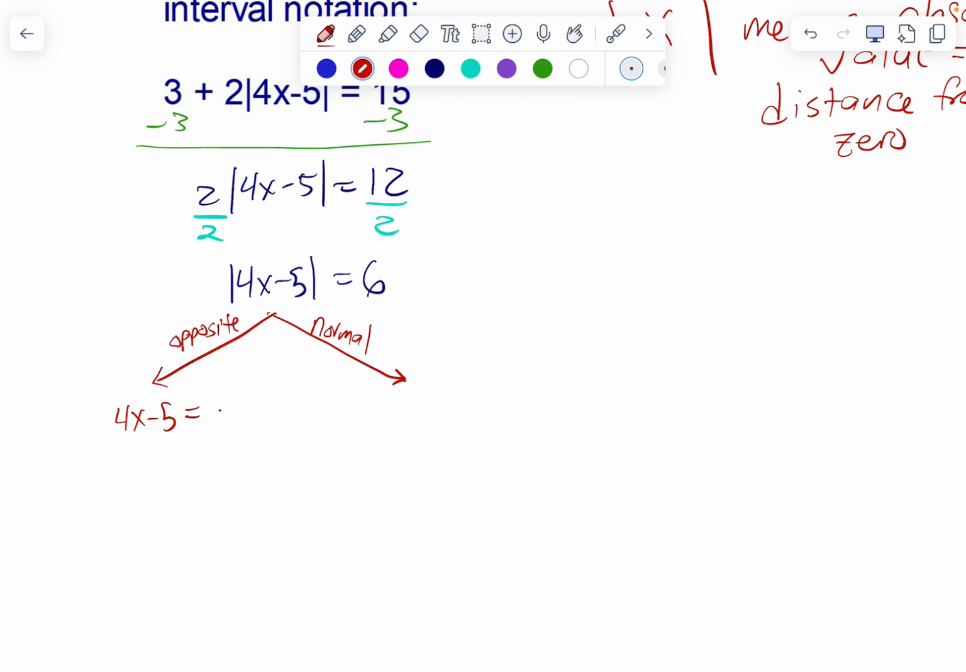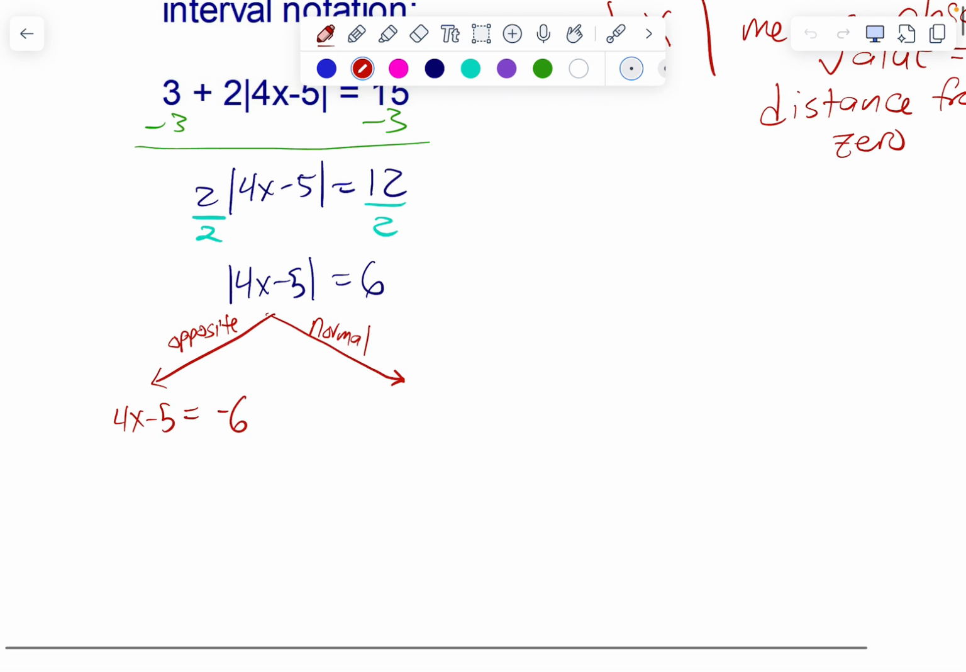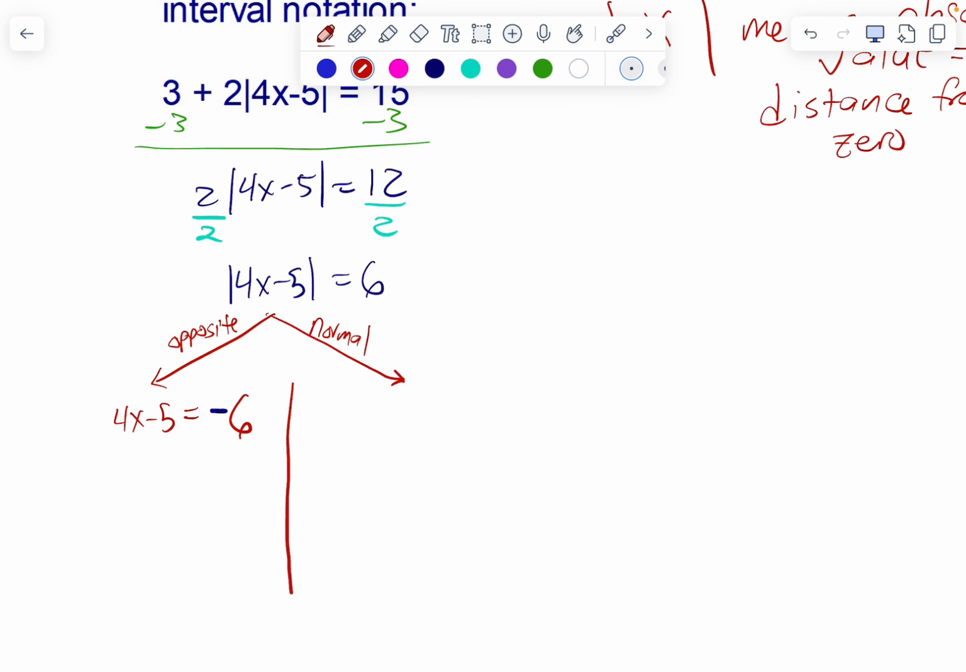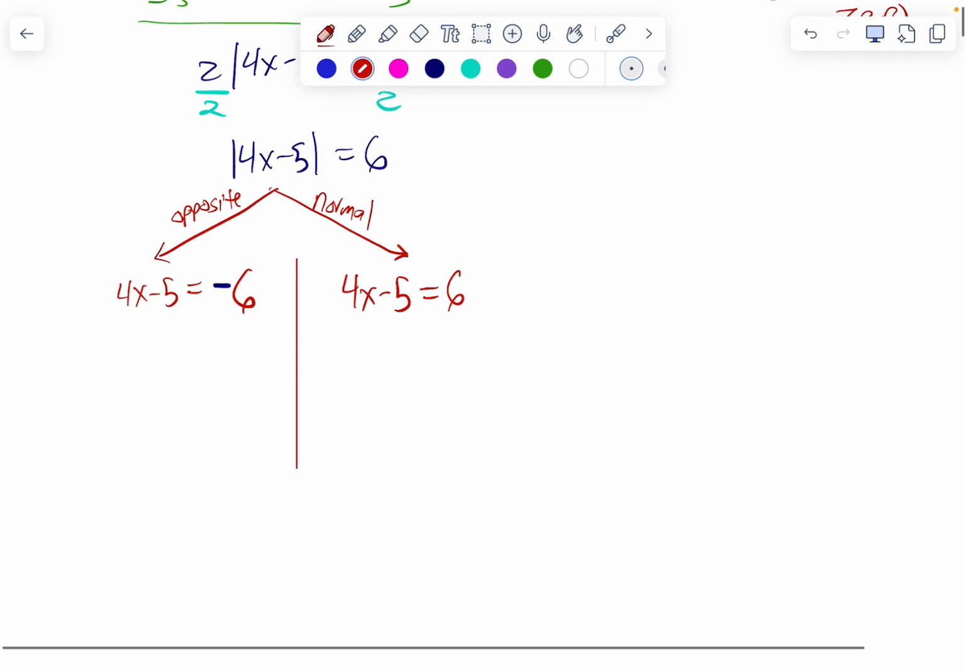And make this side negative. So negative and then 6. Okay, the other side we drop the absolute value also, but we just leave the 6 positive, something like that. Okay, now we have these 2 dinky little equations to solve.